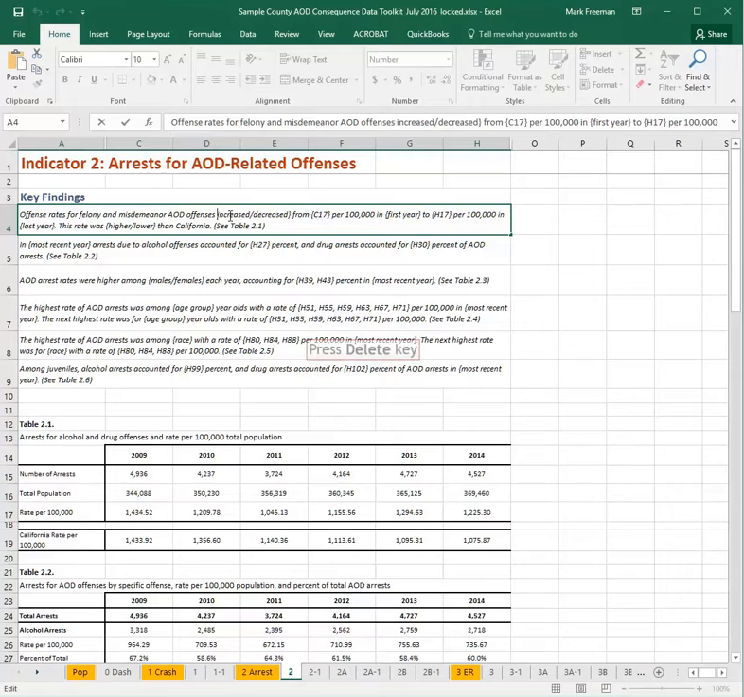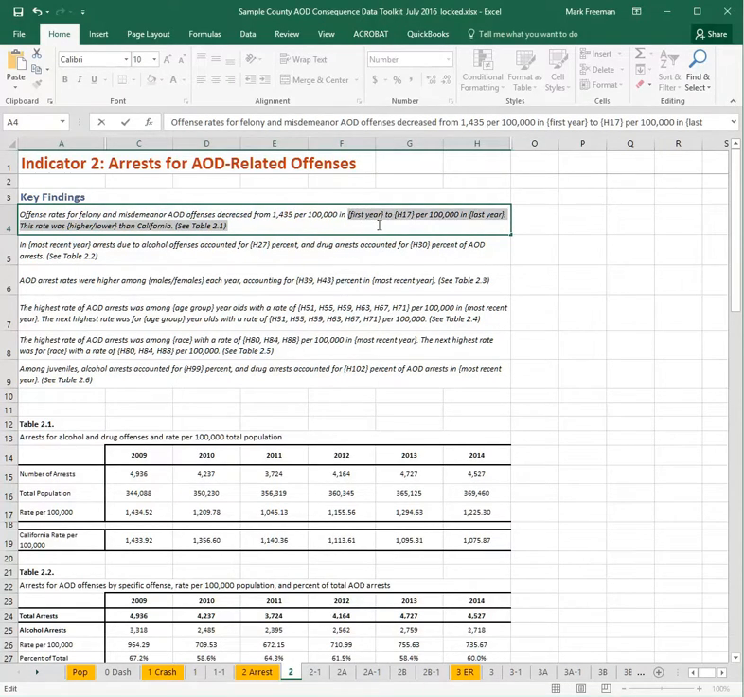So go ahead and just keep decreased from, and then they mentioned C17. We're going to go ahead and enter that number, which is in that cell. And we're going to go ahead and round it. So we're going to say 1,435 since we're rounding. So offense rates for felony and misdemeanor AOD offenses decreased from 1,435 per 100,000 in the first year.